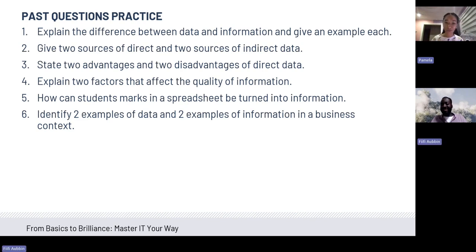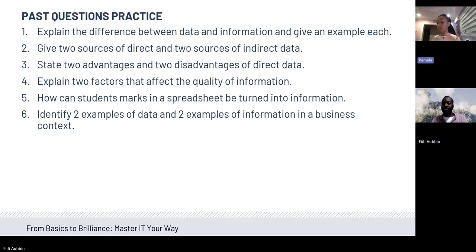Two sources of direct and two sources of indirect data. If I say direct data, I can say interviews, questionnaires, inquiries, or experiments. And indirect, you can go to a library book, or check the internet.